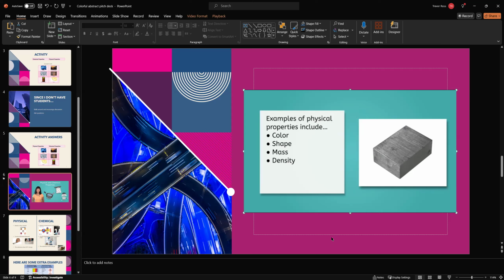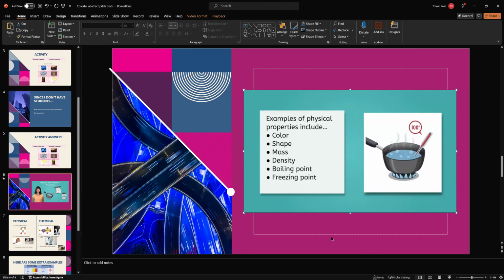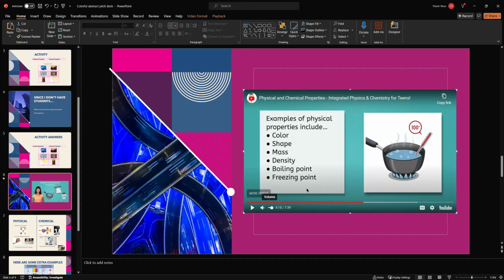What about boiling point and freezing point? Using a thermometer, you can measure the boiling point and freezing point of a liquid, and, as we learned in a previous lesson, there is no change in the substance during phase changes. The particles are just moving slower or faster, causing the state of matter to change. This means that boiling point and freezing point are also physical properties. Another example of a physical property.